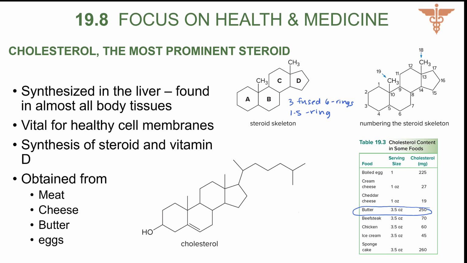So I looked up the conversion. 3.5 ounces of butter is about 7 tablespoons of butter. So unless you're consuming 7 tablespoons of butter, you're probably not going to be having 250 milligrams of cholesterol, at least in one sitting. Whereas if you're having a steak or chicken, you're going to see 60 to 70 milligrams of cholesterol in those things there.